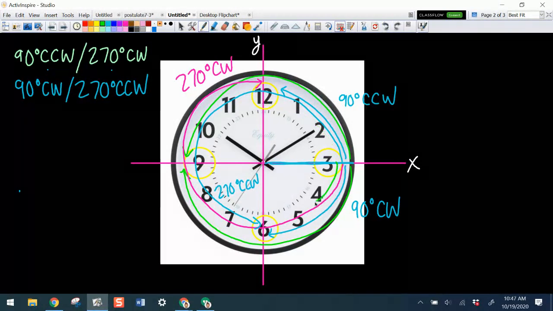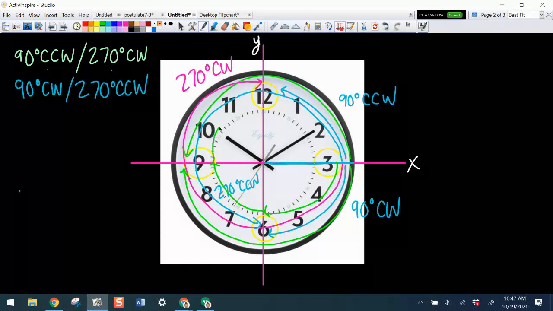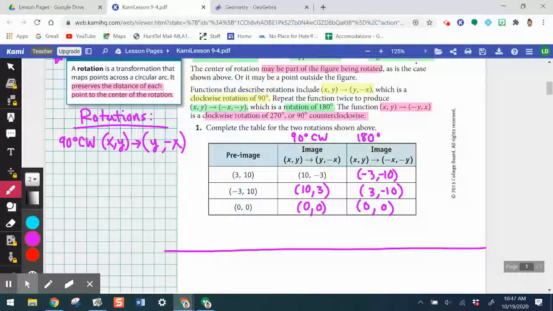So if we travel 90 degrees clockwise and then travel 90 degrees more, we have traveled 180 degrees. And then if we travel 90 degrees more, we travel 270 degrees. And then if we travel 90 degrees more, we end up right back where we started, 360 degrees. So we can actually use this function to help us understand what the other functions look like. So let's go back and take a look.